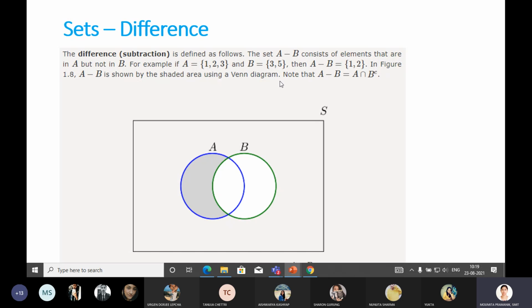can get what? We have to eliminate the common thing, 3 and 5, and what is left over here? 1 and 2. So A minus B equals 1 and 2. Get that? So this is the shaded area that represents the difference of set A and set B. Okay.